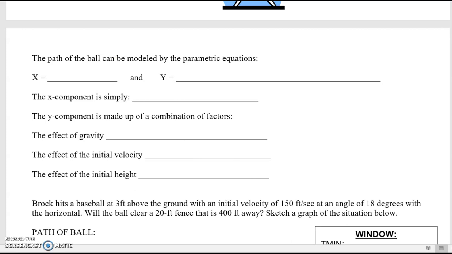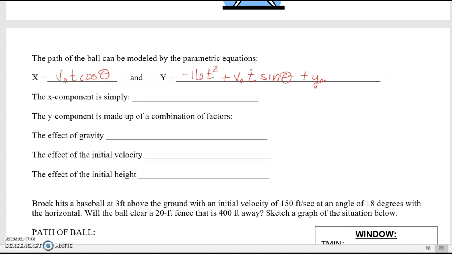The path of the ball can be modeled by the parametric equations x equals v sub naught t cosine theta, and y, we still need to think about that projectile motion, so negative 16t squared plus v sub naught t sine theta plus y sub naught. Some books will say s sub naught, so essentially that initial position.